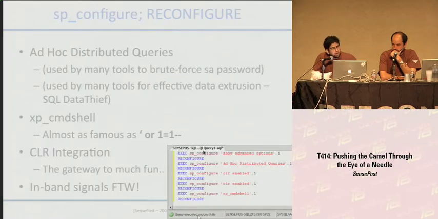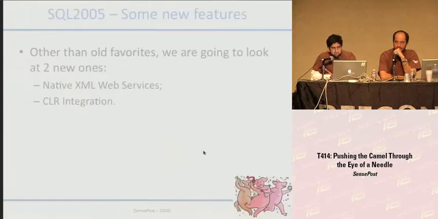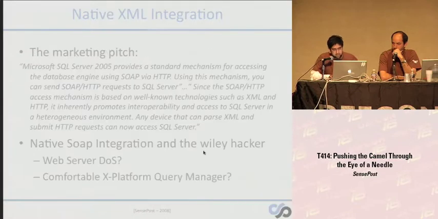So ad hoc queries are disabled, ad hoc distributed queries are disabled by default. Cesar Cerudo's data thief used to use it to take data out of your network. XP command shell disabled. CLR integration is disabled, and literally, as long as you've got SQL injection going, you can use this same channel to re-enable the stuff, which is part of the problem. So other than all of the old griping, we figured we'd have some new ones. And the two that we're going to look at is XML integration and CLR integration, or XML web services.